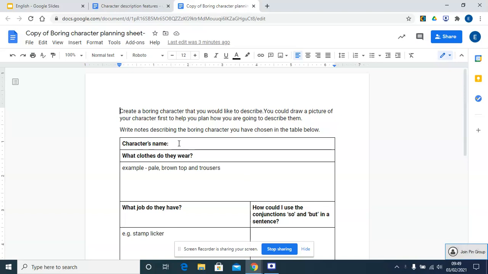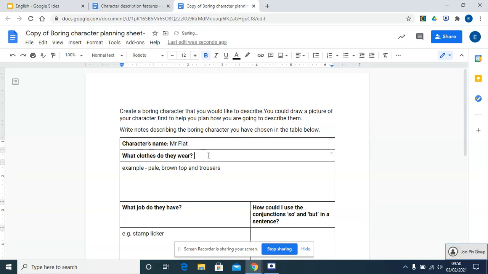So the first thing on your plan is you need to decide the character's name. Now, we used to have Mr. Butler that we were talking about, so you need to come up with another name that you think is boring. So I think I'm going to have Mr. I'm putting my capitals because it's a proper noun. Mr. Flat. Okay. So that's going to be the name of my character.